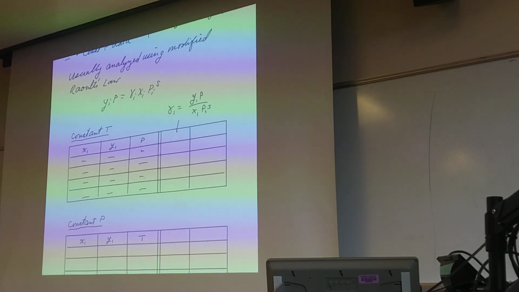goes in here, so I got gamma 1, and similarly I can calculate gamma 2. So for each of these values calculated out of the appropriate form of modified Raoult's law, I can get calculated values of gamma 1 and gamma 2.